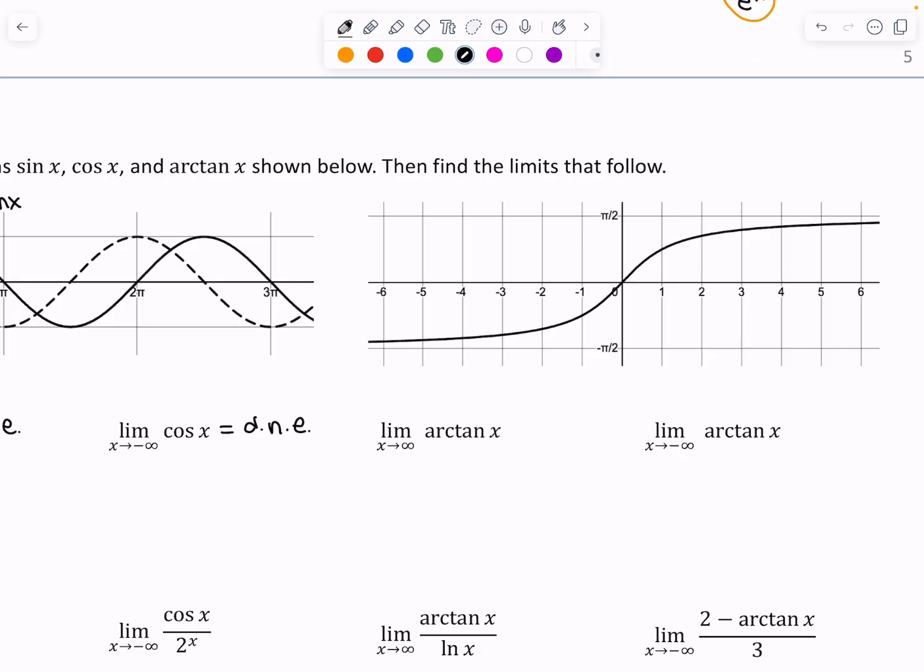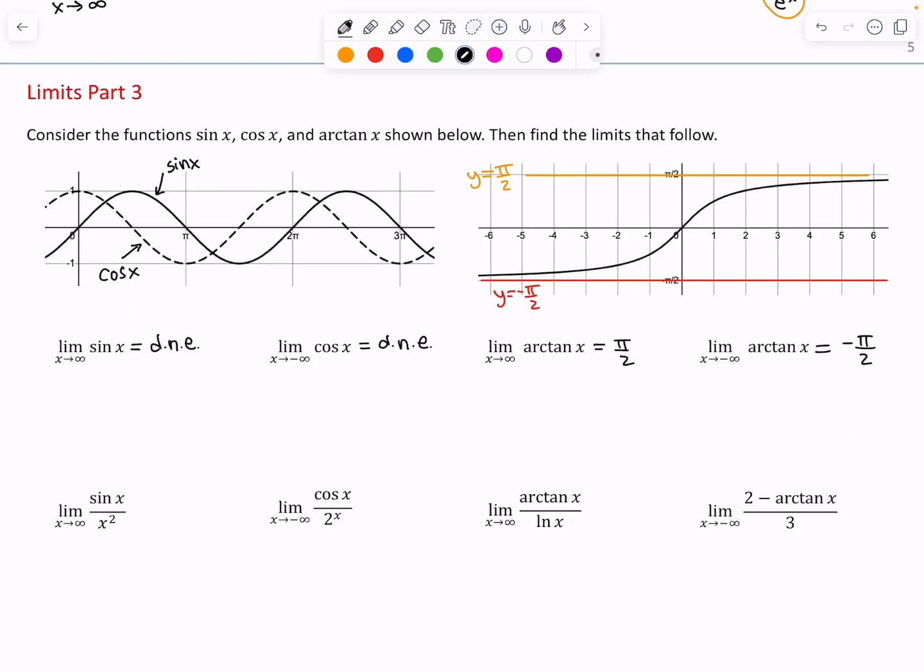Arctangent, if you recall this function from trigonometry, is a growing function, but it's bounded. It has a horizontal asymptote to the right of y equals pi halves, and a horizontal asymptote to the left of y equals negative pi halves. So the limit of arctangent as x goes to infinity is pi halves, whereas as x goes to negative infinity, the limit of arctangent is negative pi halves. Now all three of these functions are considered to be bounded, meaning that their entire graphs lie within a window of y-coordinates of finite width.